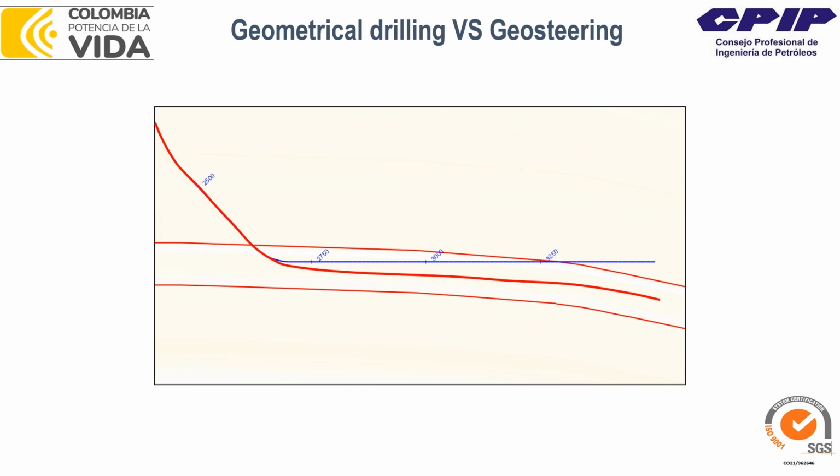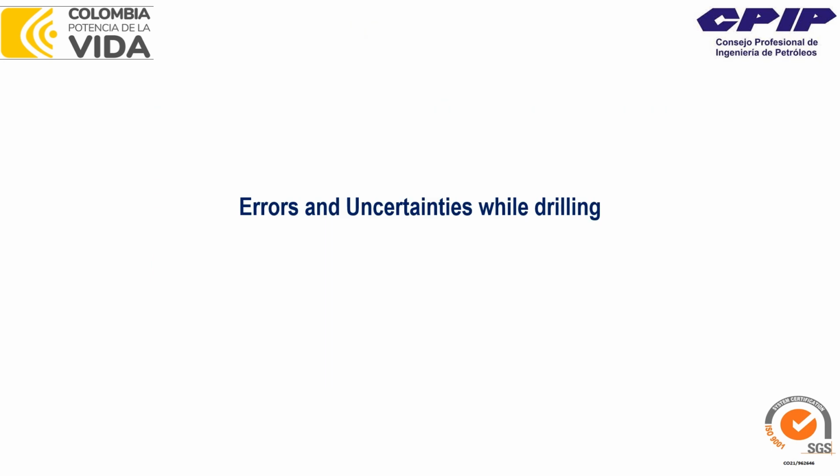Actually, we move into the big topic here, which is called the errors and uncertainties while drilling horizontal wells. There was no fault from anyone. That's just a limitation of current technologies and methods used in drilling horizontal wells. And let's talk more about this.